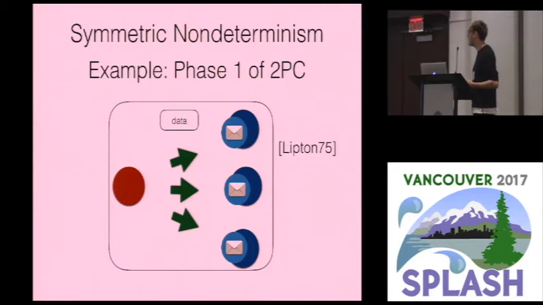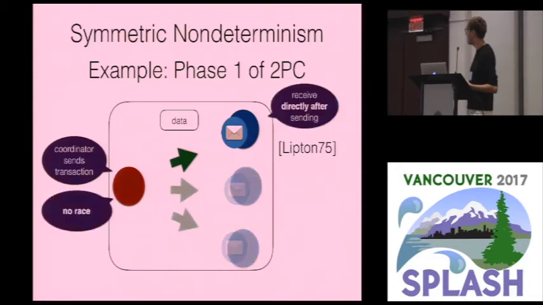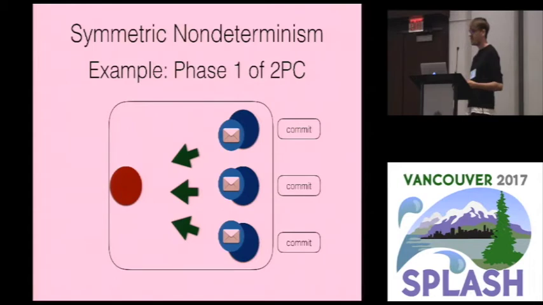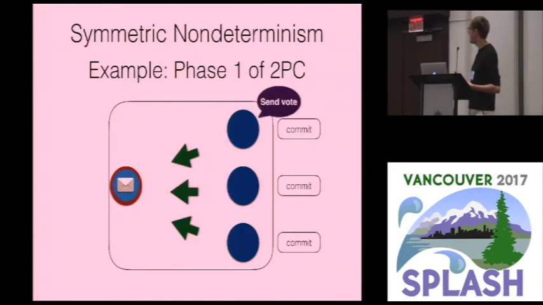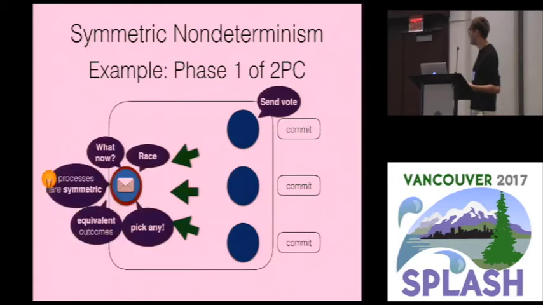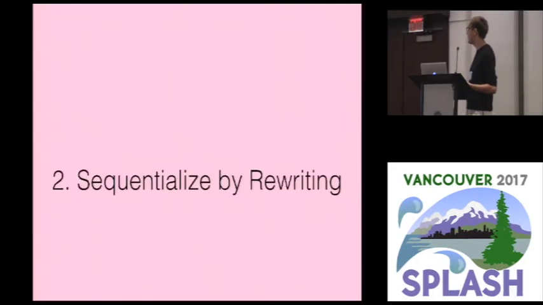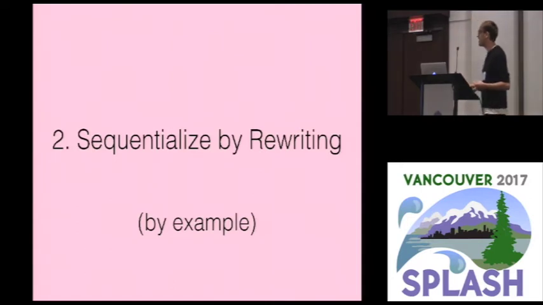So let's look again at two-phase commit at the first message that's being sent out, and the coordinator sends its transaction. There's no race, and what that means is that we can directly schedule the message after it's being sent. And this is an application of Lipton's theory of movement. Okay, here's the second example. So the coordinators send out their vote, and we have the race, but we know that the processes are symmetric, so we can just pick any of them and schedule it first. So again, we can use that to sequentialize the protocol.